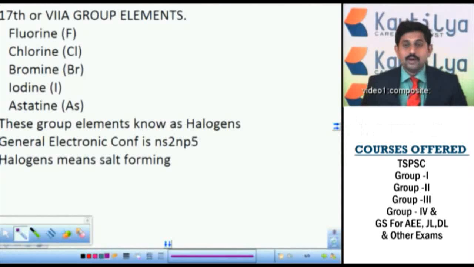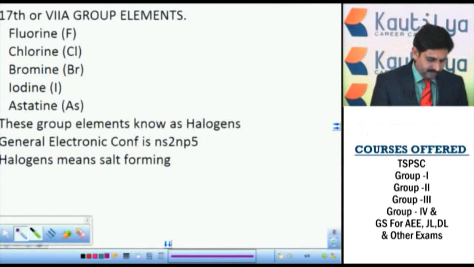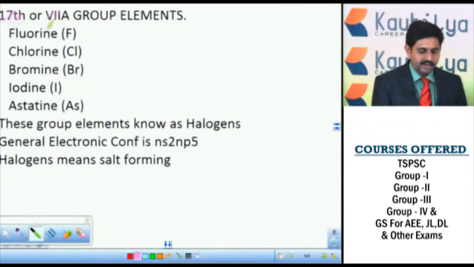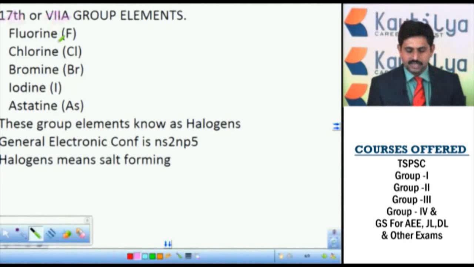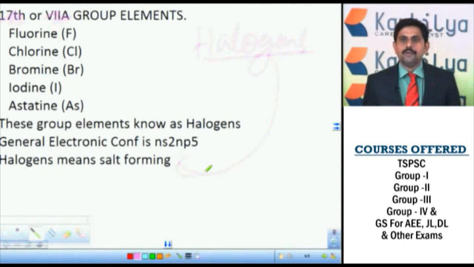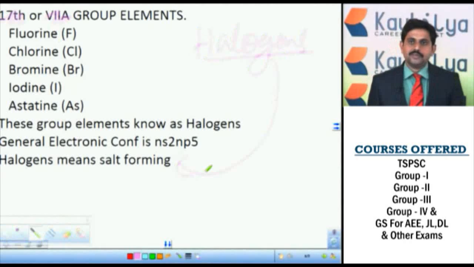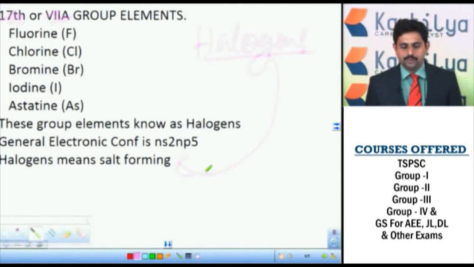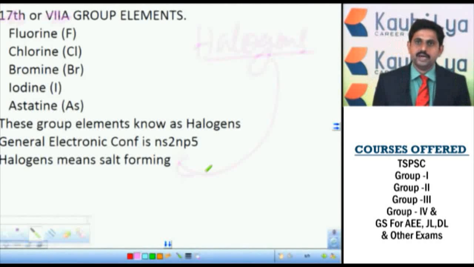Now we are moving to another group of family, that is the 17th group elements or 7A group elements. These are generally called halogens. Halogens means salt forming. The first element of this group is fluorine, so we can consider it as the fluorine family, right?